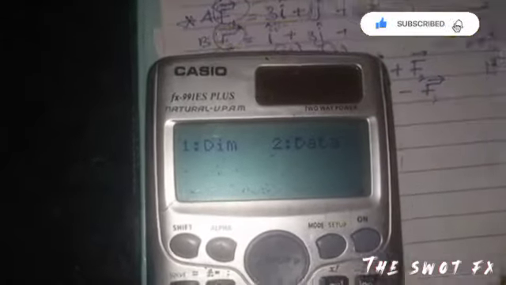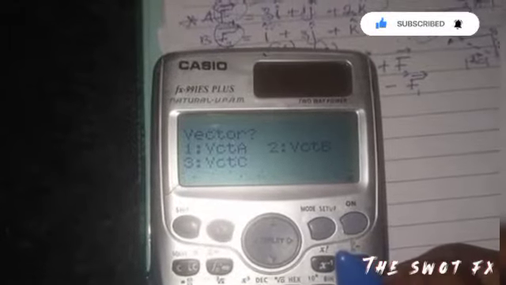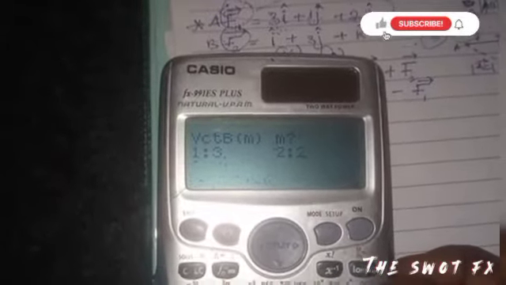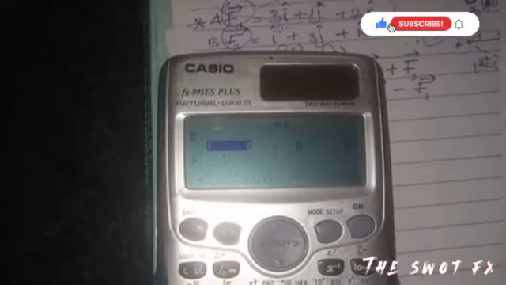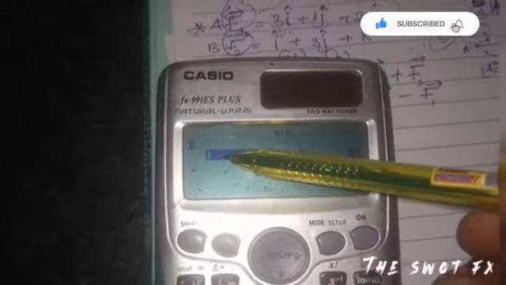Are we together now? So you press 2, then press B, which is vector B, that's 2. Then the vector is having 3 dimensions. Now let's store for B. Are you getting now? You want to store another data.